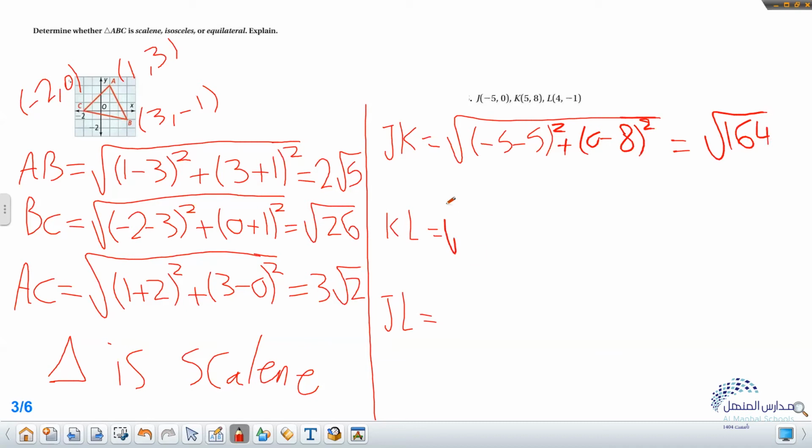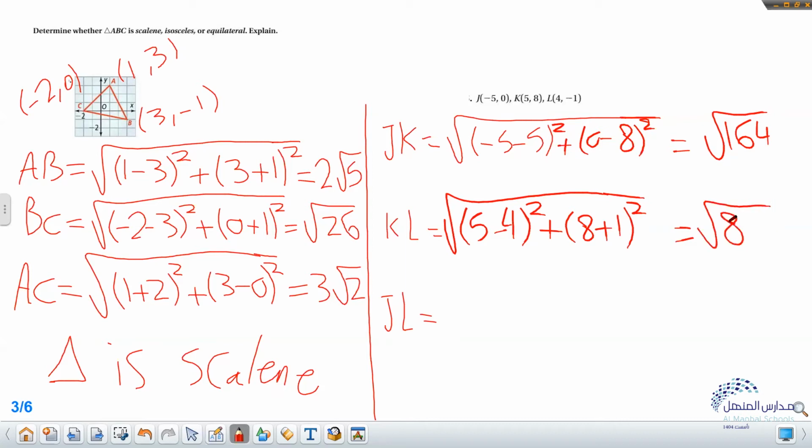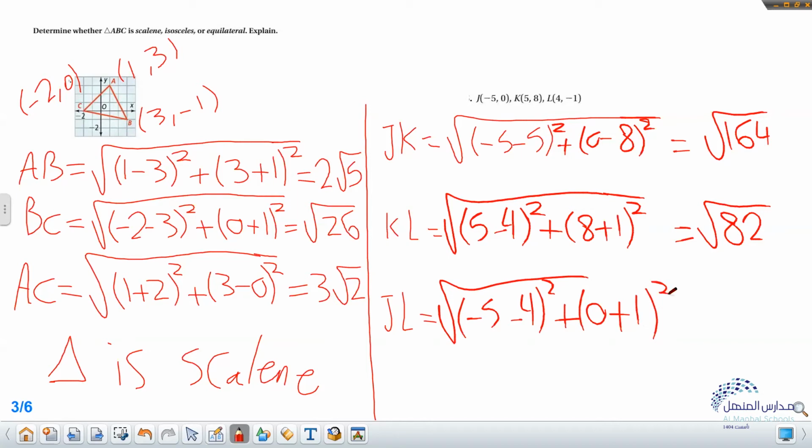KL is square root of 5 minus 4 all power 2 plus 8 minus negative 1 all power 2. Okay. It will be square root of 82. But JL is square root of negative 5 minus 4 all power 2 plus 0 minus negative 1 all power 2. It will be square root of 82.